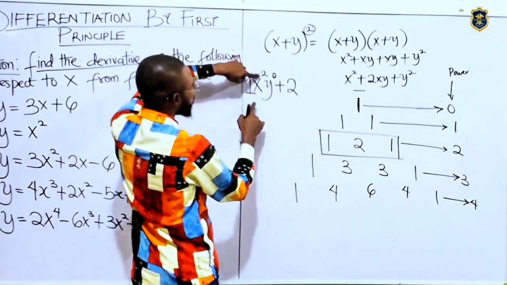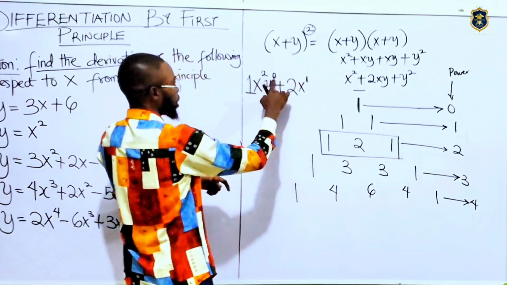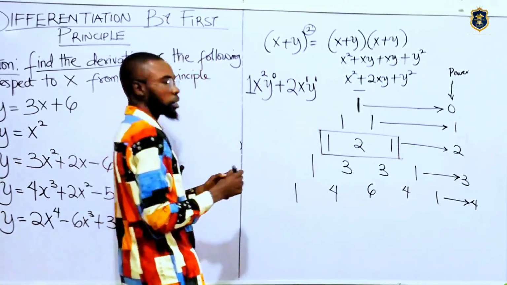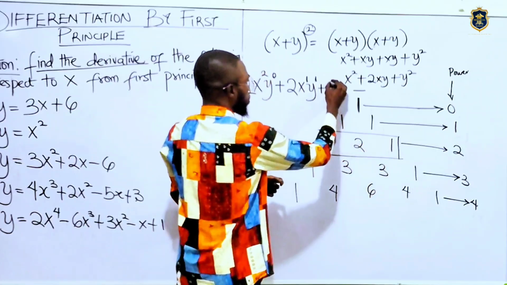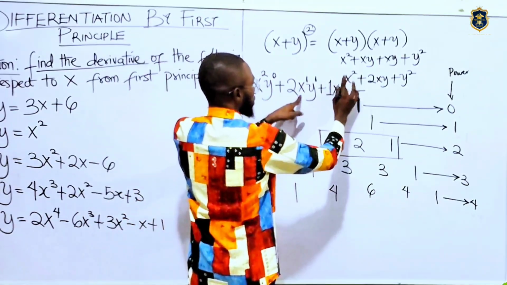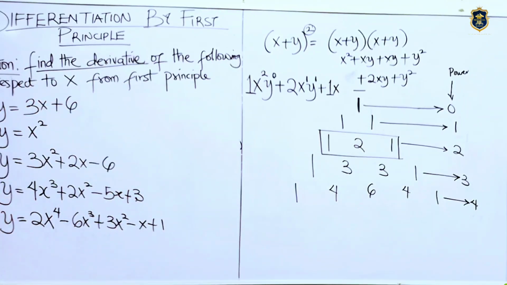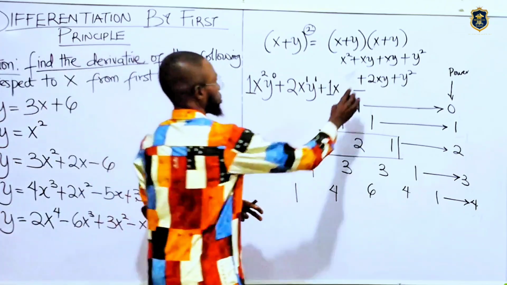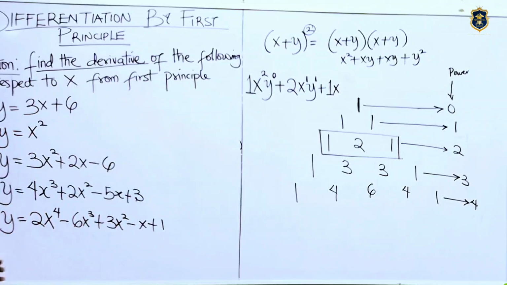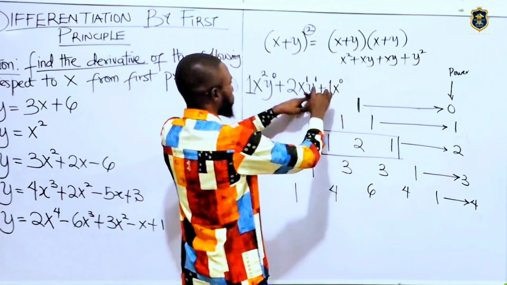This one, as this one is reducing, this one is increasing. X raised to power 1, it reduced to 1 because it's 2. This one will from 0 increase to 1, right? Y raised to power 1. Are you seeing? Plus what now? What's the next constant? 1. And then what do we have? X will reduce to 0, and y will increase to 2.